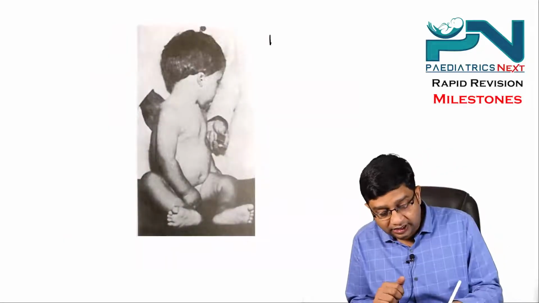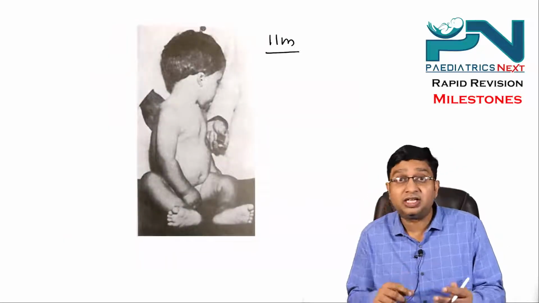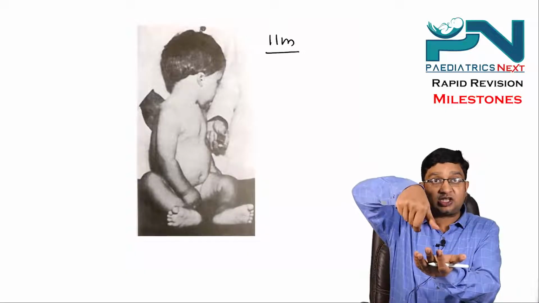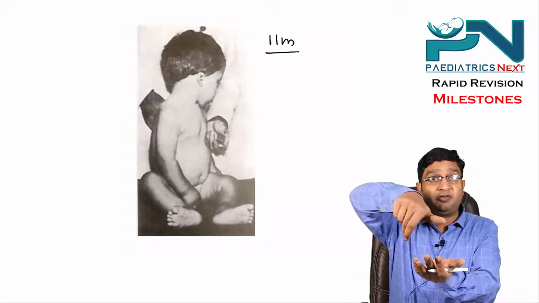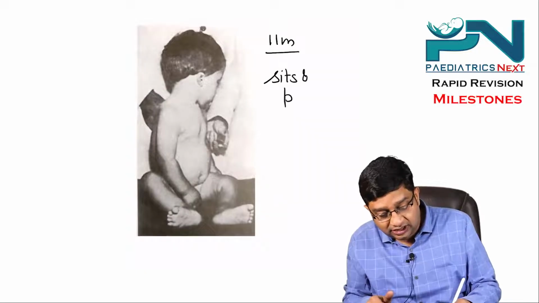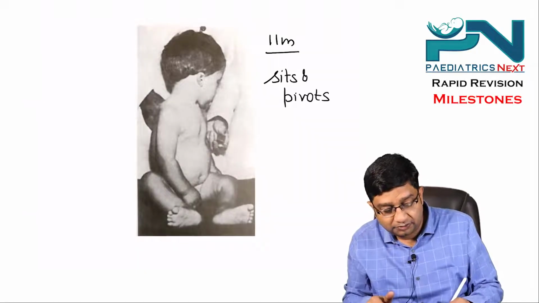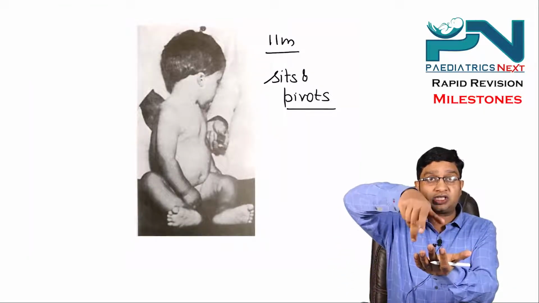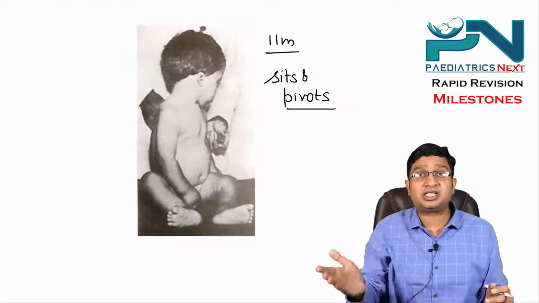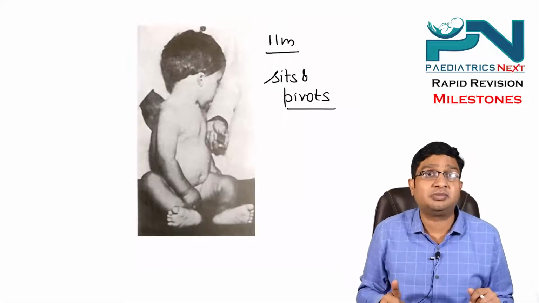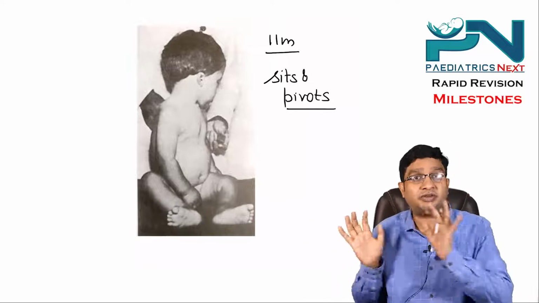At 11 months, the child is sitting and can rotate towards the direction of sound, which you call pivoting. So the child sits and pivots at the age of 11 months. Another way of asking: the child can sit and rotate towards the direction of sound, that is at the age of 11 months. That is the way of remembering the sitting milestones: 5 months, 7 months, 11 months.